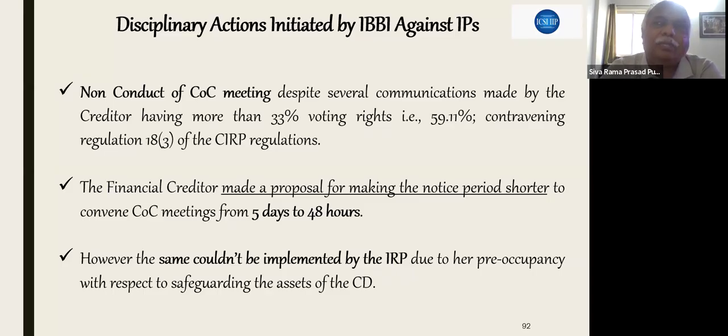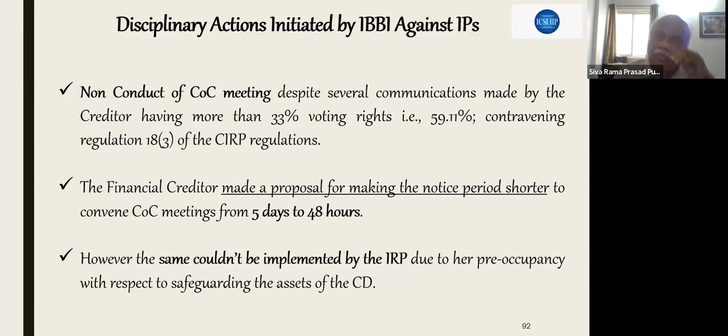So adequate time was given. The financial creditor made a proposal for a shorter notice period also. However, the same could not be implemented by the RP. Why? What is the reason? Why have you not conducted it? Once 1/3 of the voting right holders request to conduct the COC meeting, what is your objection? The reason given was pre-occupancy with respect to safeguarding the assets.